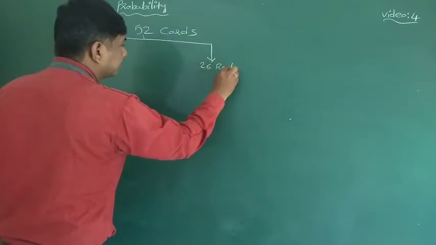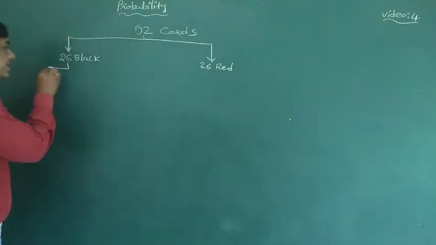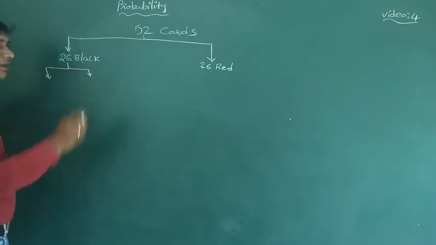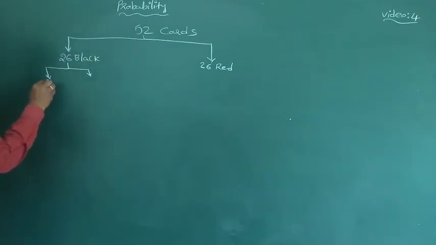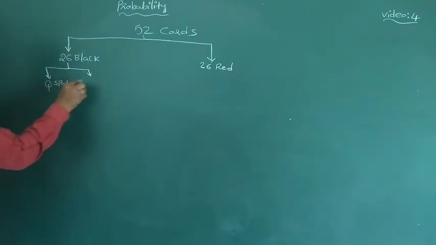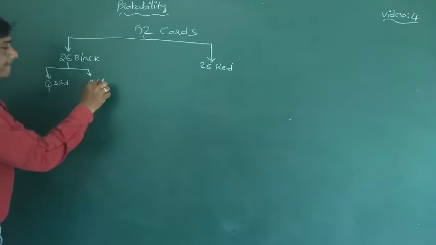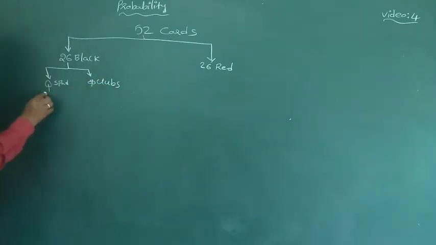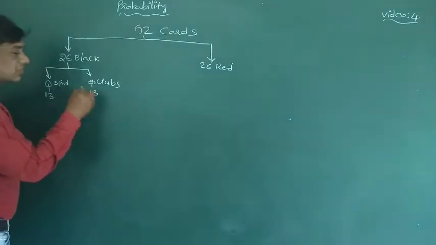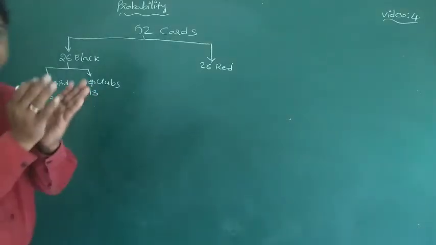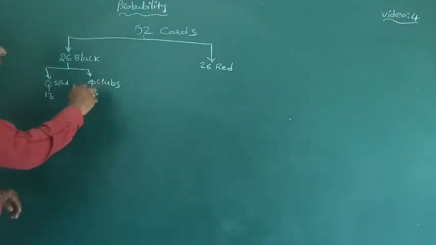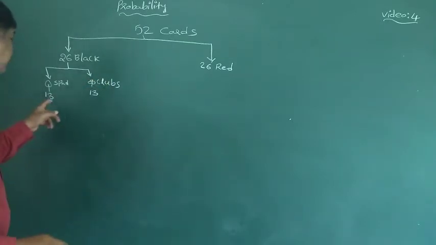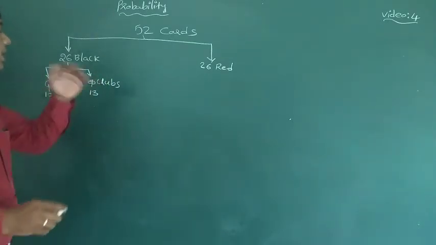26 are red color. In these 26 black, again there are 2 types of cards with the help of the symbols. One is a spade, the other one is a clubs. In spades, 13 cards will be, clubs also 13 cards will be. Then this 26 is divided into 13 spades and 13 clubs.